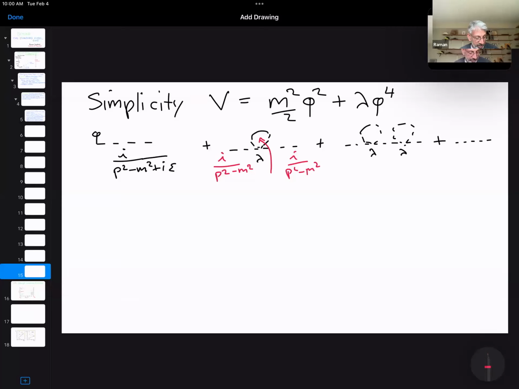I now have to do this loop integral, and this thing will look like something like the vertex will have a minus i lambda. There will be an integral d4p for the loop momentum p over 2 pi to the fourth. And then there's the internal propagator i over p squared minus m squared plus i epsilon. Okay. So to do this integral, first of all, you can see it's not very well behaved, right?